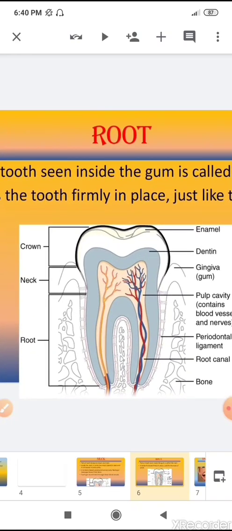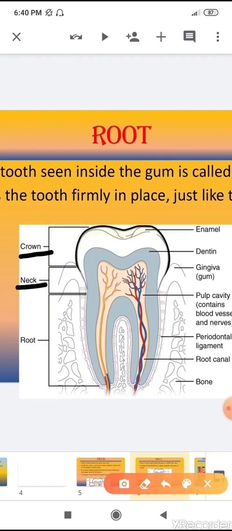So we have seen the upper part of the tooth is the crown, the middle part of the tooth is known as the neck, and the bottom part, which is inside the gums, is called the root. The main function of the root is to hold the teeth in place in the jaw, inside the gums.